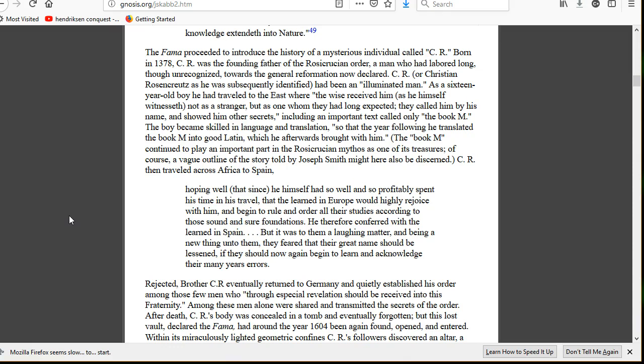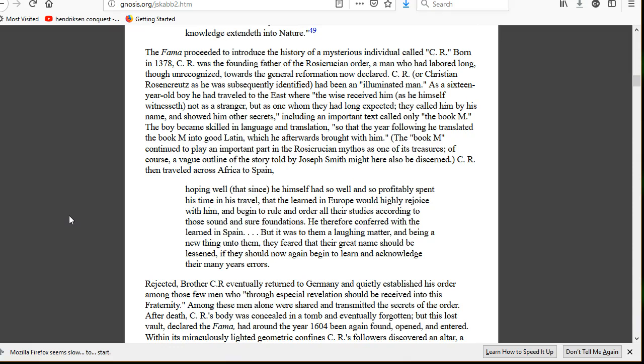As a 16-year-old boy, he had traveled to the East where, quote, the wise received him as he himself witnesseth, not a stranger, but as one whom they had long expected. They called him by his name and showed him other secrets, unquote, including an important text called only the Book M. The boy became skilled in language and translation, quote, so that the year following he translated the Book M into good Latin, which he afterwards brought with him. The Book M continued to play an important part in the Rosicrucian mythos as one of its treasures. Of course, a vague outline of the story told by Joseph Smith might here also be discerned.